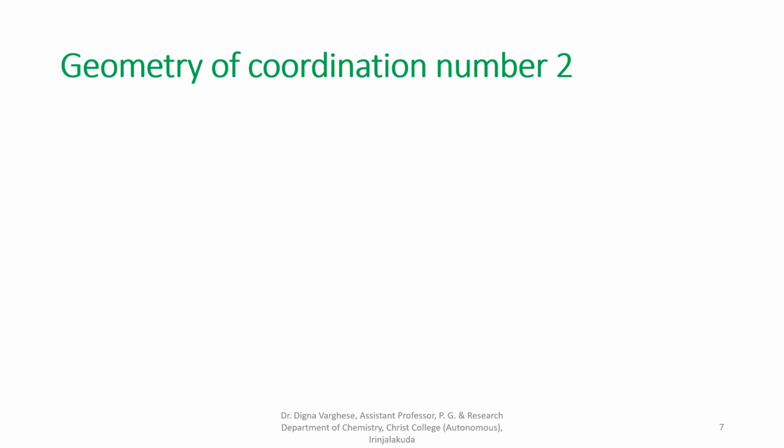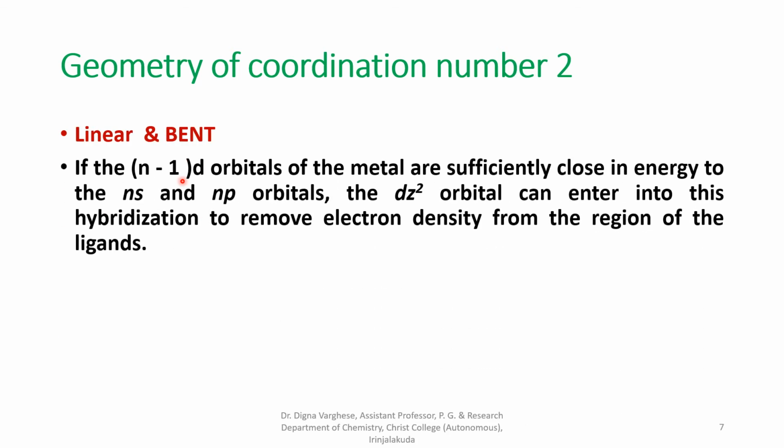Geometry of coordination number 2, that we know, is linear and bent structure. If the (n-1)d orbitals of the metal are sufficiently close in energy to the ns and np orbitals, the dz² orbital can enter into the hybridization to remove electron density in the region of the ligands.